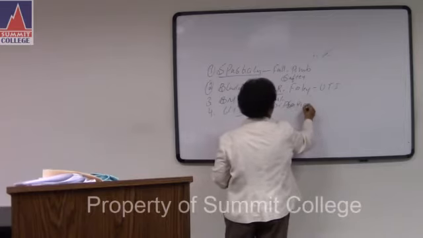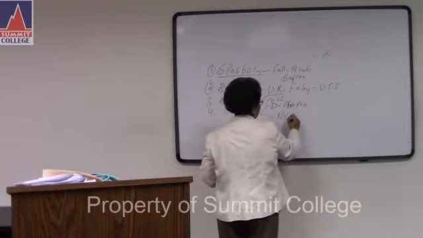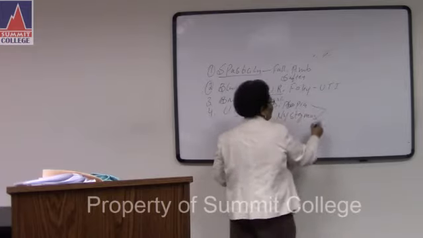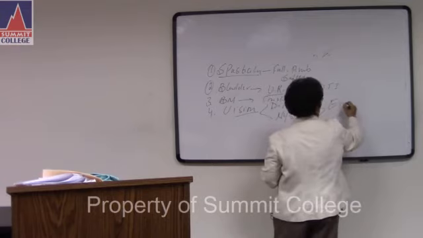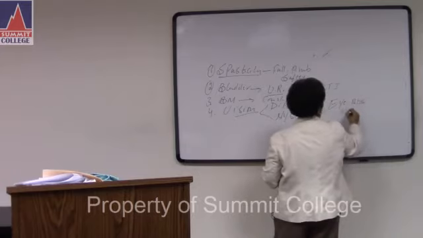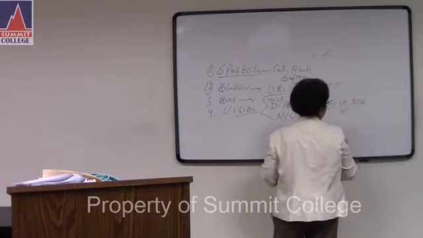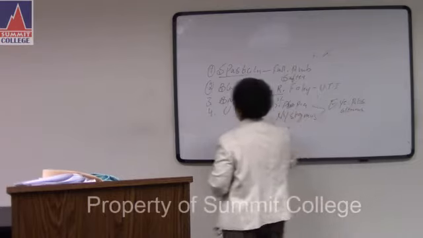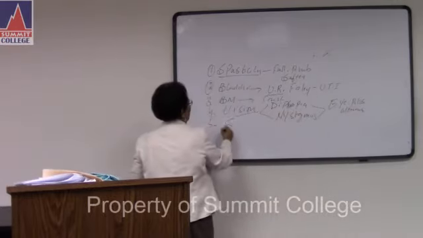Diplopia, double vision, and nystagmus, abnormal eye movement. What do you do as a nurse? Eye patch. When you are putting the patch, alternate. Remember the word alternate. Don't cover both eyes at the same time. Alternate. Next thing, number five, swallowing.